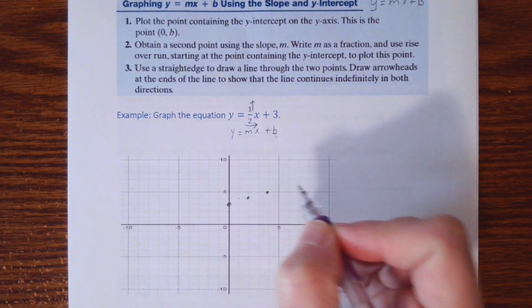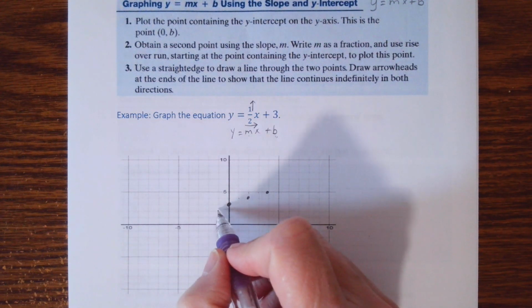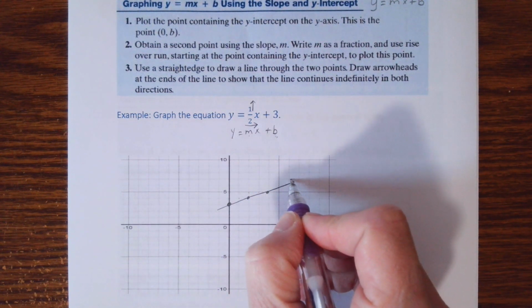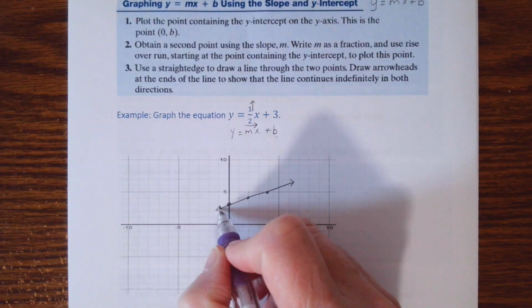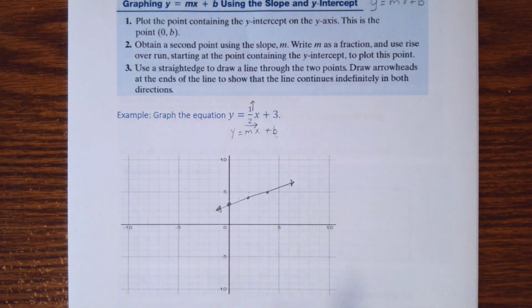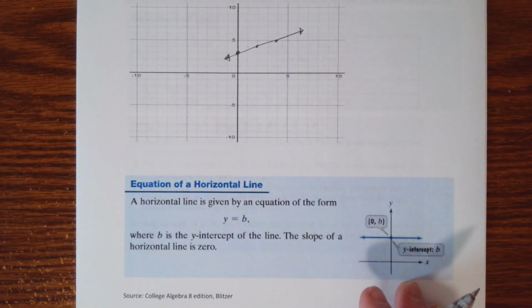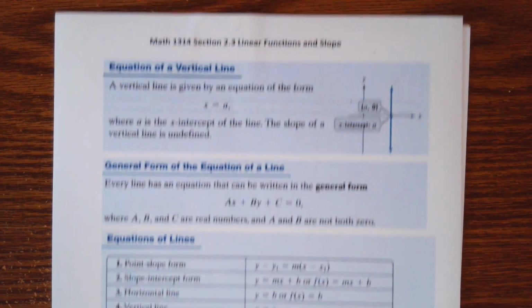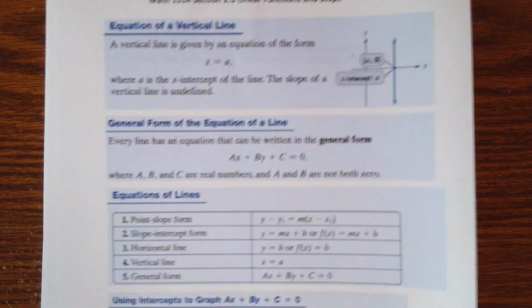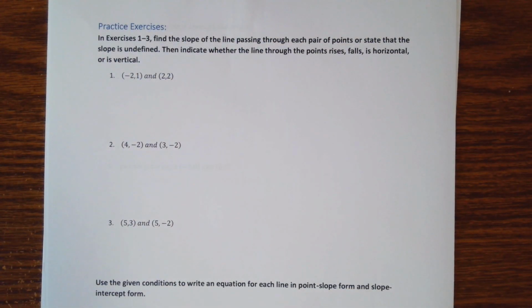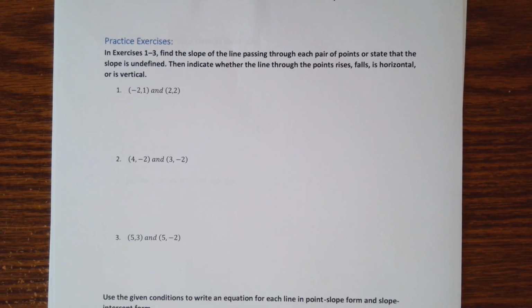And for a good line, we only need 3 points. So there we go. There's our 3 points. Connect the dots, and we're finished. Okay, moving on. The second one says an equation of a horizontal line, which has a zero slope. So let's turn the page. This next page talks about all the different types of lines that we're going to work with. So we're going to turn the page and let's do some practice exercises.